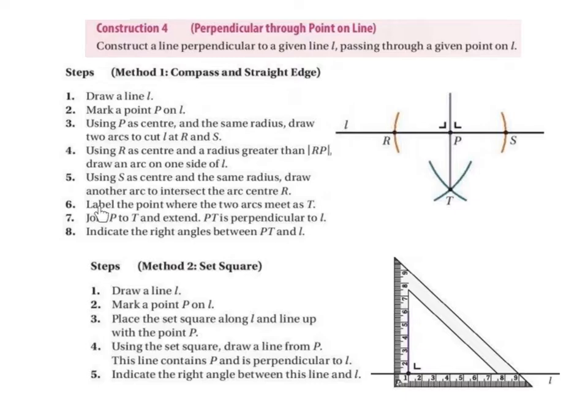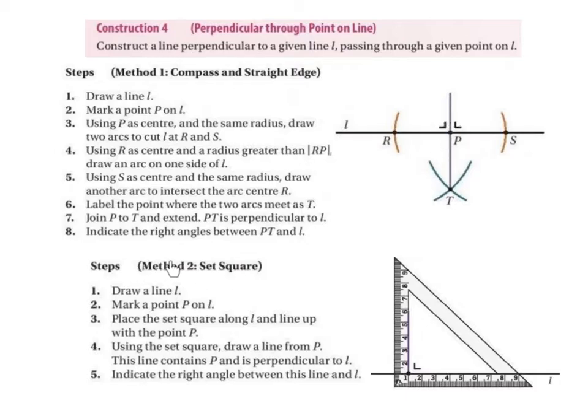Label the point where the 2 arcs meet as T, the point of intersection. Join P to T and extend the line. PT is perpendicular to the line L. Indicate the right angles between PT and L. So just draw in your right angles.